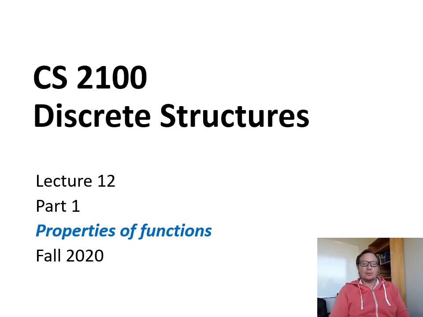Welcome to the 12th lecture of the CS2100 Discrete Structures course. In this lecture, we'll talk about a couple of properties of functions that we'll also formalize, and then we'll show how to do simple proofs that prove these properties about example functions. So let's get started.